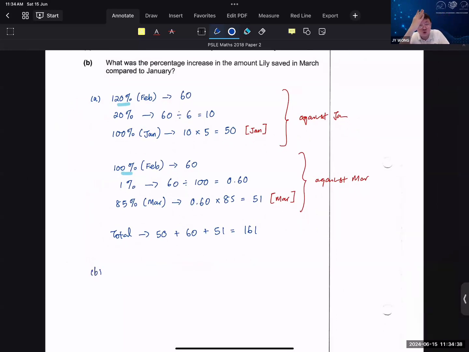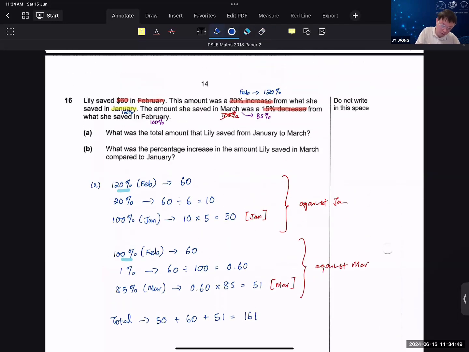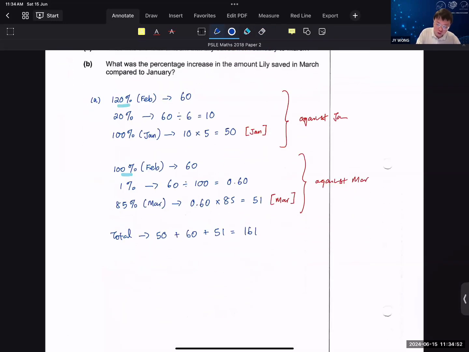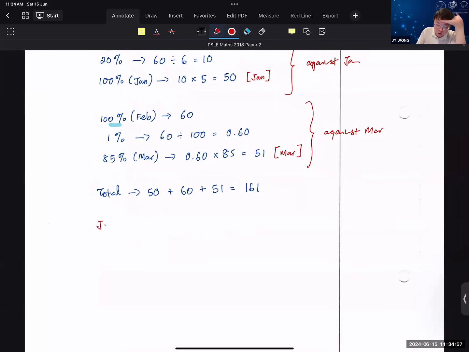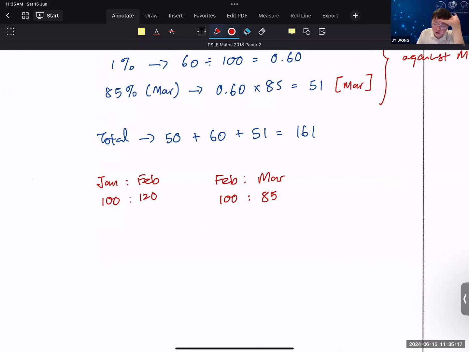There is a way to do it by ratio using repeated identity. You make February a repeated identity also can, if you prefer that. Okay, I'm just going to very briefly show you what happens if I make Feb my repeated identity. So Jan to Feb was in the ratio, this is 120, this is 100. Correct? Then Feb to March is in the ratio 100 to 85. That is how it would look like if you do it by repeated identity.